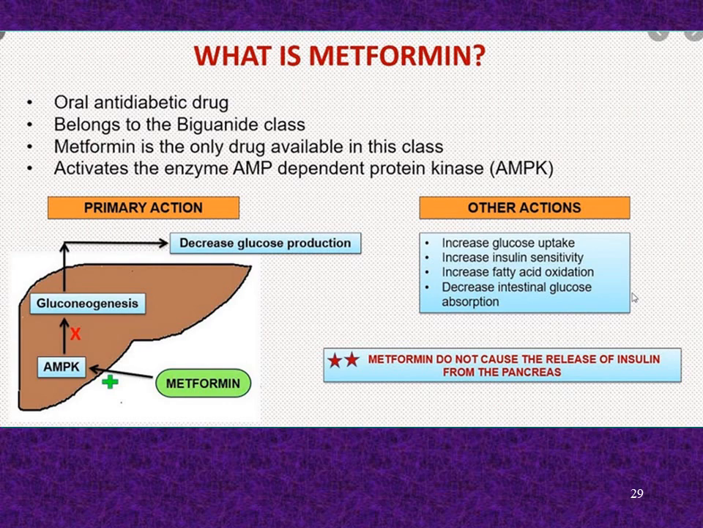Other actions: it increases blood glucose uptake, increases insulin sensitivity, increases fatty acid oxidation, and decreases intestinal glucose absorption. These drugs are called euglycemic because they do not cause hypoglycemia. Why do they not cause hypoglycemia? Because they do not cause the release of insulin from the pancreas, unlike sulfonylureas, which were secretagogues.